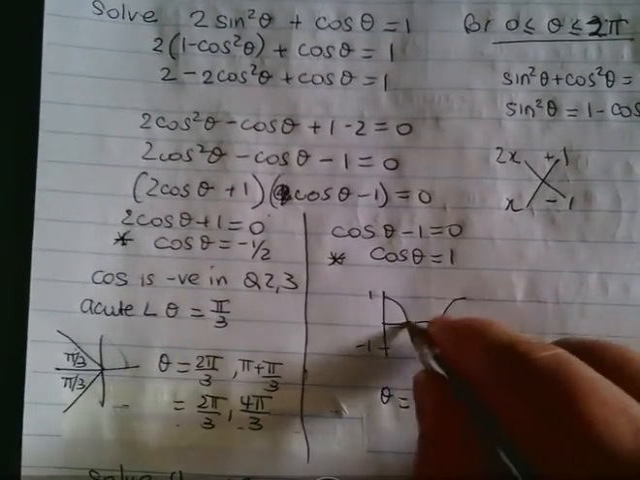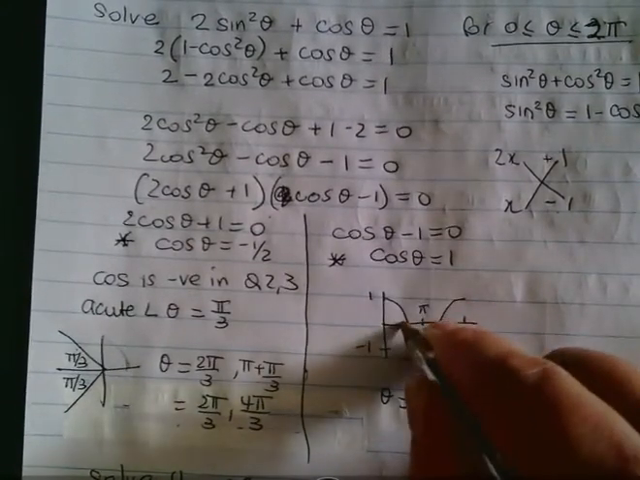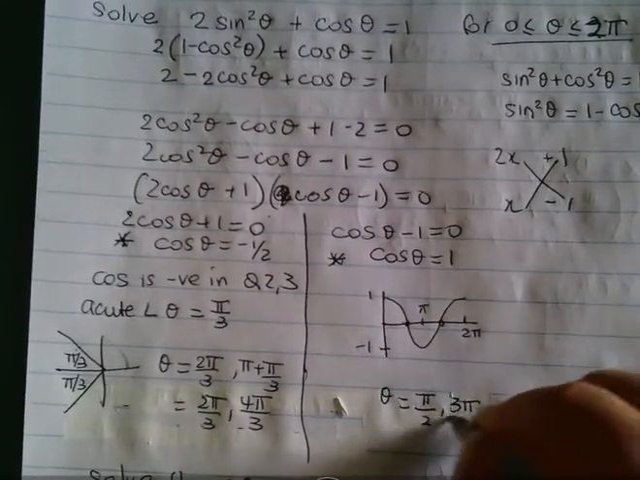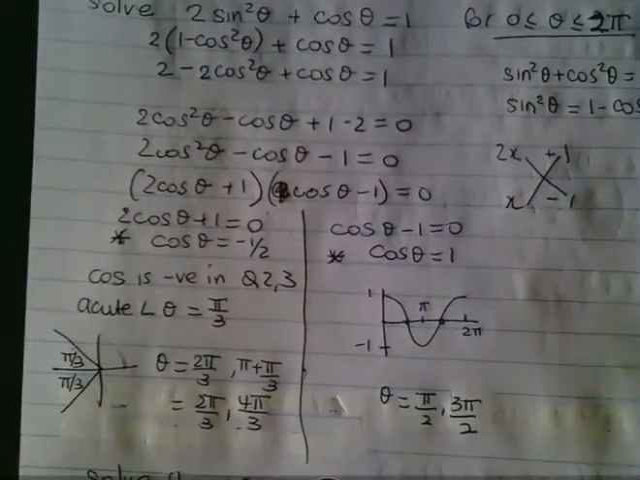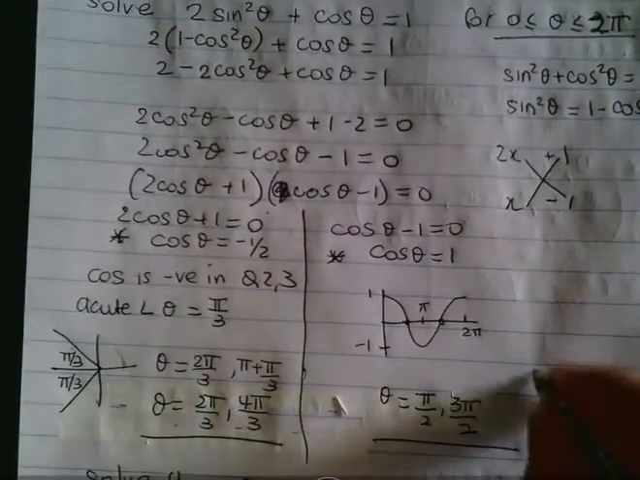So where does cos theta equal 0? Here we've got 2 pi. This is pi, so that must be pi on 2 and 3 pi on 2. So these are our solutions. We have 4 solutions, okay? 1, 2, 3, 4. So we want to write them all out again.